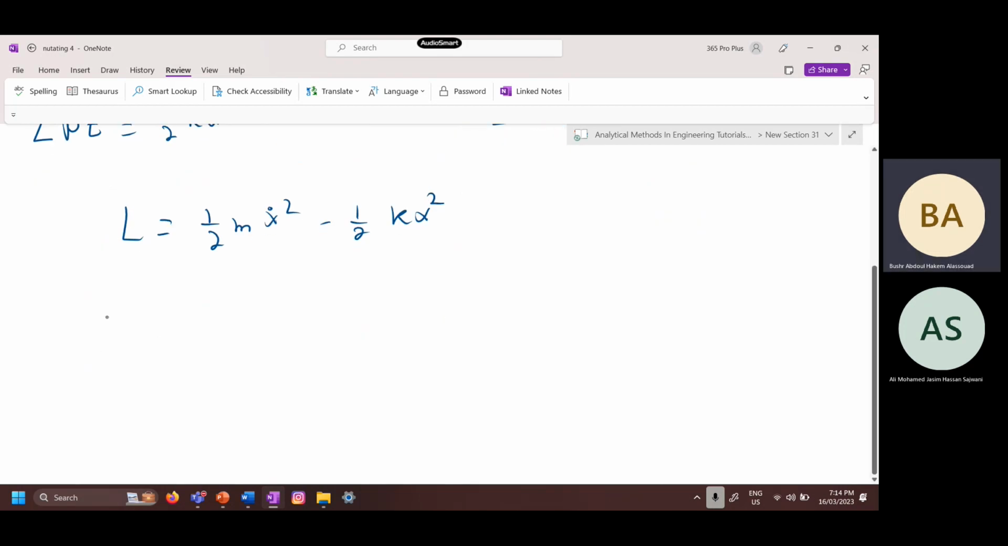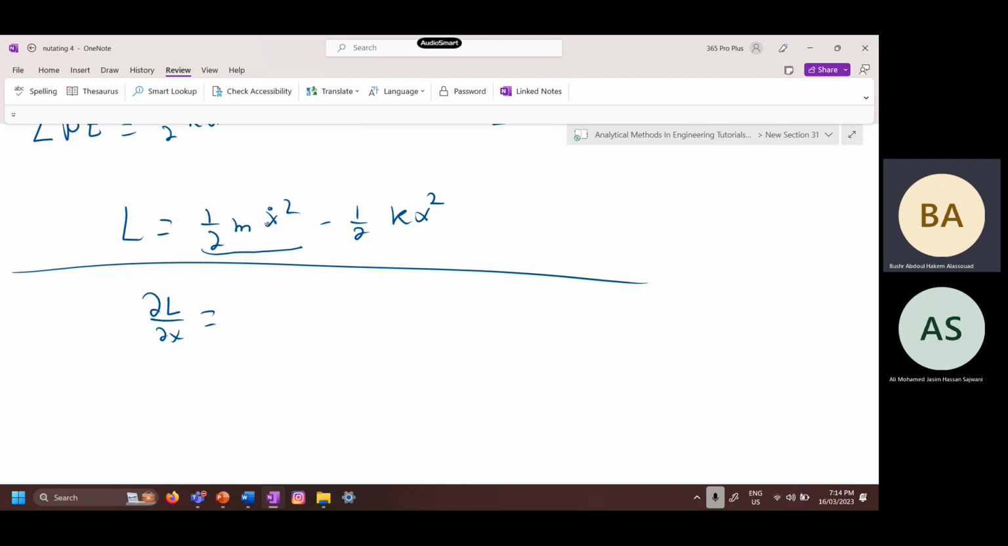Let's find the mechanical module here. You need partial L over partial x first, and by looking here, we don't have an x in the kinetic term, we have only an x dot, so we don't need it. We need to look here. You can derive this term, and you will get minus k x. As for d/dt of partial L over partial x dot, first work on this, then apply d/dt.